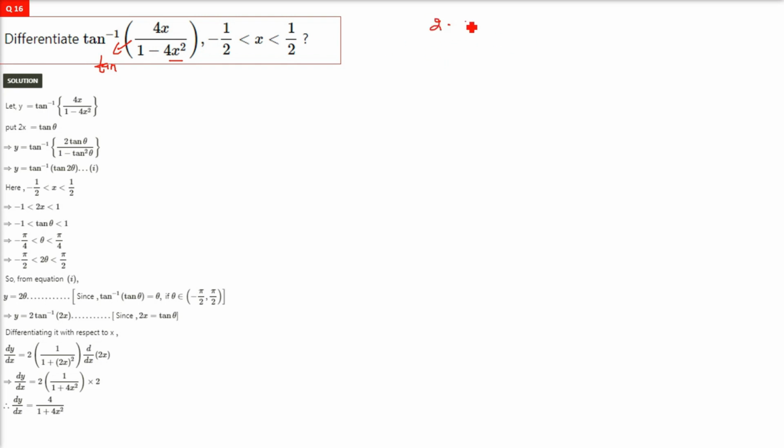I am writing the inside one, which is 4x, as 2 into 2x, over 1 minus 4x square, where 4x square is 2x square. If you take 2x as tan theta, basically tan theta is what you need, so theta will be tan inverse 2x. That we are going to use, but later on. Right now we are at tan theta equals 2x. Let us put it here.